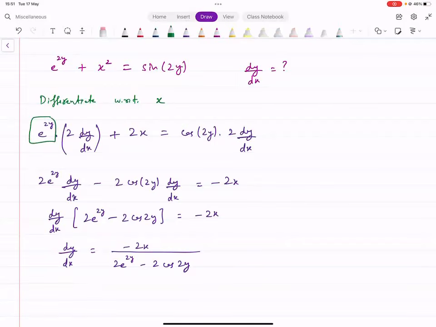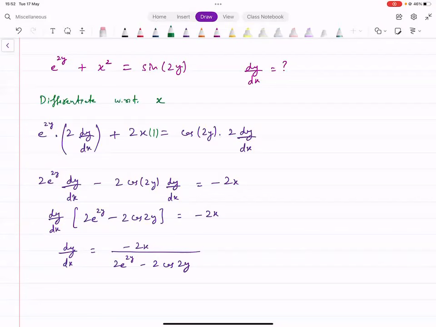E raised to power 2y stays as it is, but then we multiply by the derivative of this thing. 2y का derivative. 2 stays as it is, but y का derivative क्या होएगा? It's going to be dy over dx. Plus x square. X square का derivative is 2x into the derivative of x. X का derivative तो 1 ही होता है. So that stays 2x. Okay.